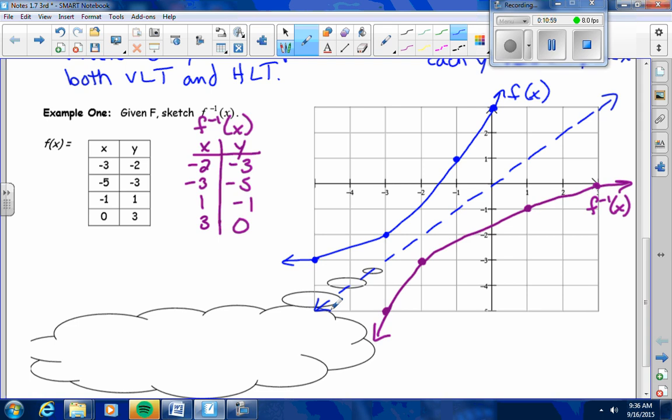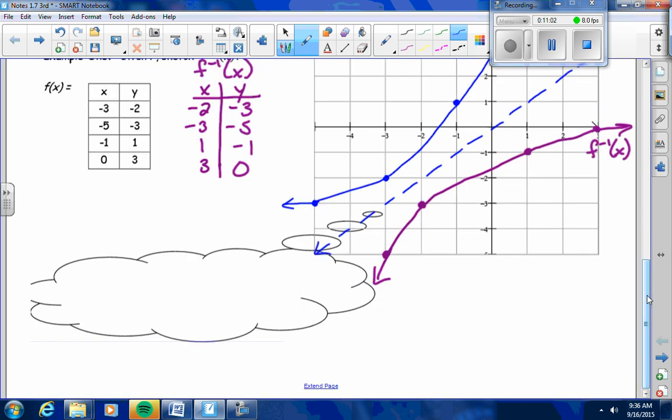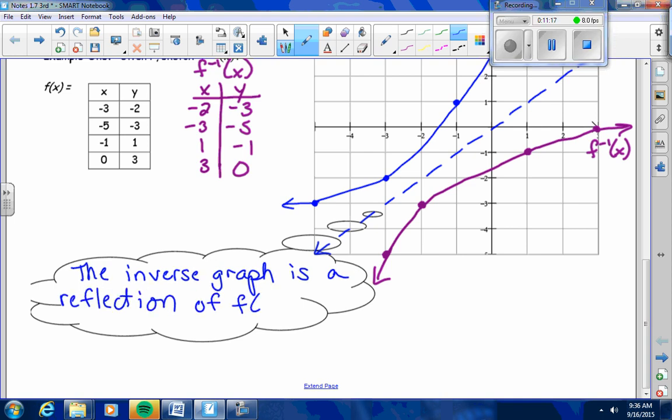Okay? So in the little bubble down below, we're going to write in: the inverse graph is a reflection of f of x over the line y equals x. Okay. All right. Questions?